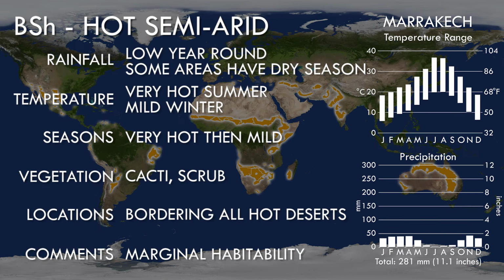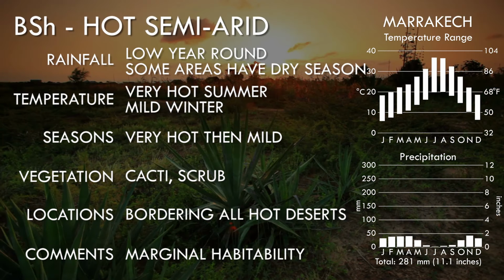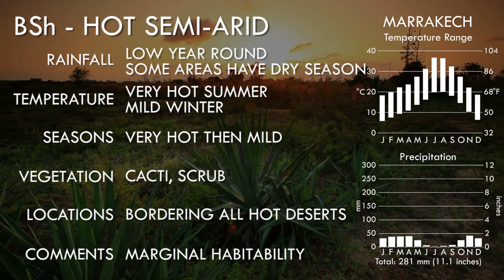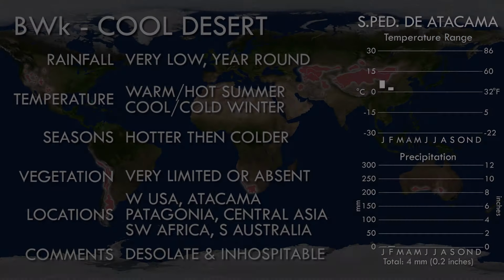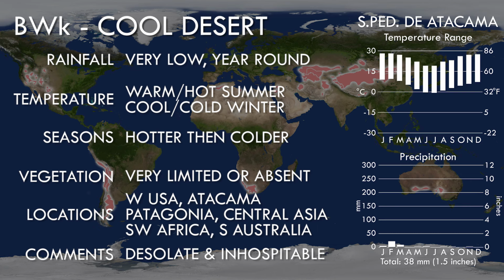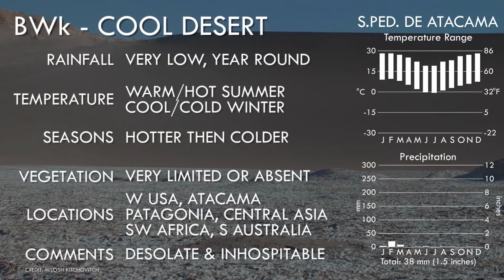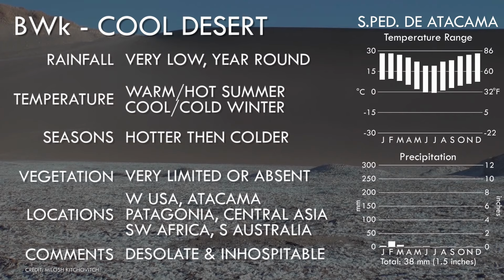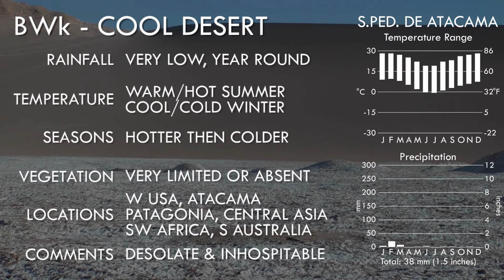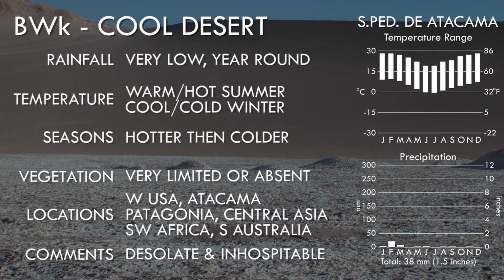BSH, hot semi-arid. Lying next to hot deserts, these areas have a little more rain to support scrub-like vegetation but are still marginal in terms of sustainable human settlement. BWK, cool desert. Lying deep within the continents far from the ocean, or on the leeward side of mountains, sheltering them from moist winds, these areas are as parched and desolate as the hot deserts, but experience winter temperatures that often fall below freezing point.